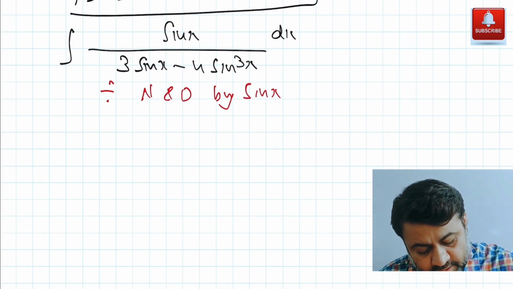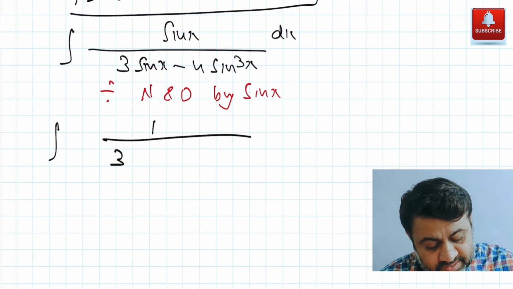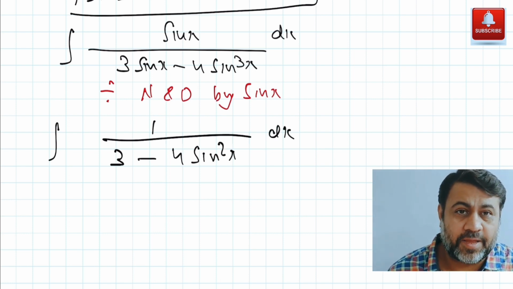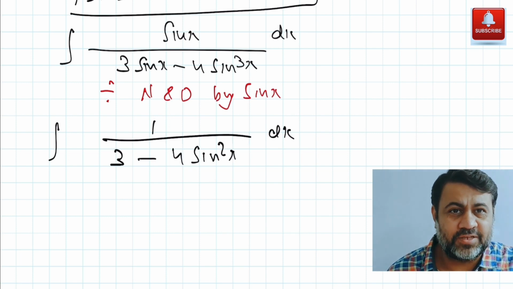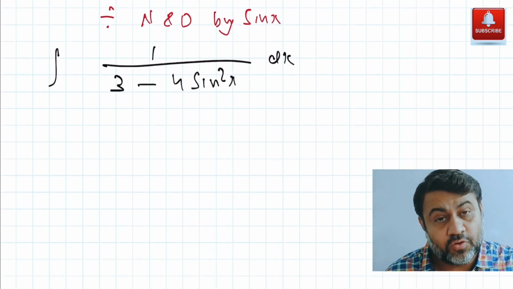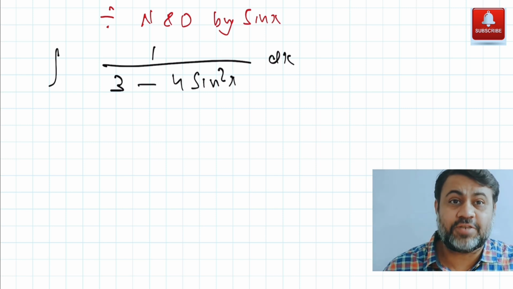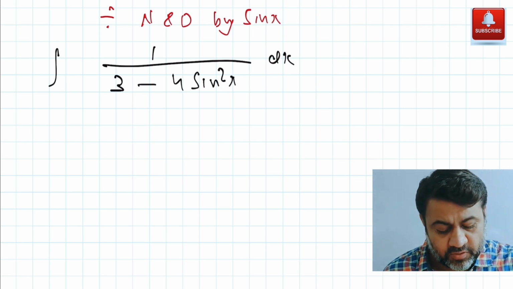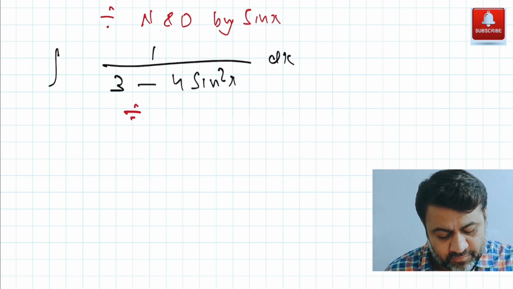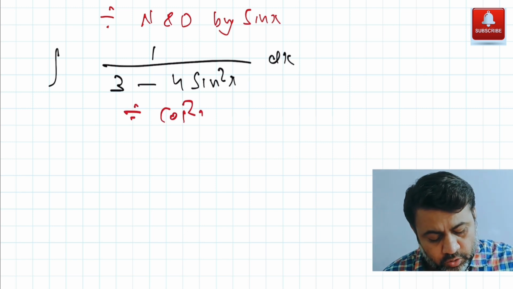So what we get here is 1 by, sin x is getting cancelled, so we get 3 minus 4 sin square x. Now this is getting converted into the type of question: a times sin square x plus or minus b something. Okay. Now when you reach this stage, what you need to do is divide numerator and denominator by cos square x, right? So again, a very important step. I'm going to divide numerator and denominator by cos square x.